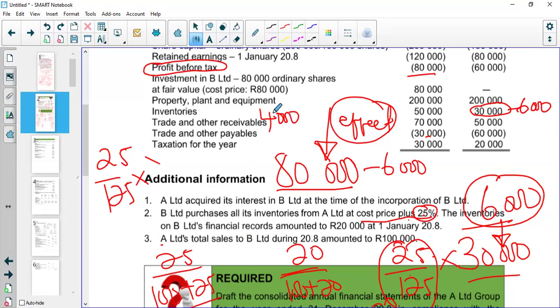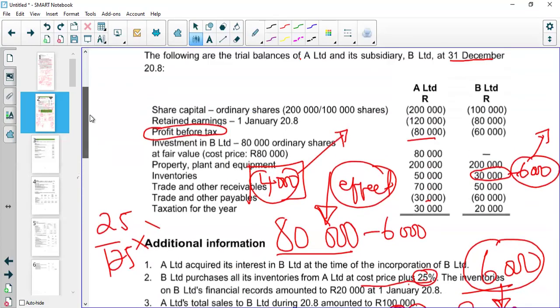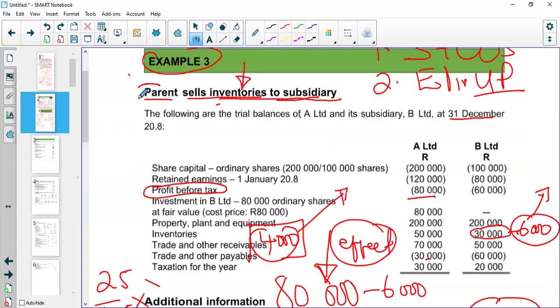Right. So we have to add 4,000 to the profit before tax and subtract 6,000 from the profit before tax. Remember, this 4,000, I didn't calculate it with a calculator. It's just from my head. Maybe it's slightly different. So basically, this is what you need to pay attention to.